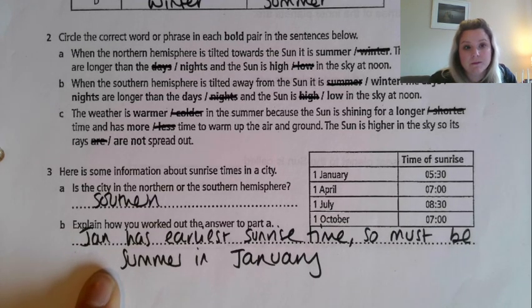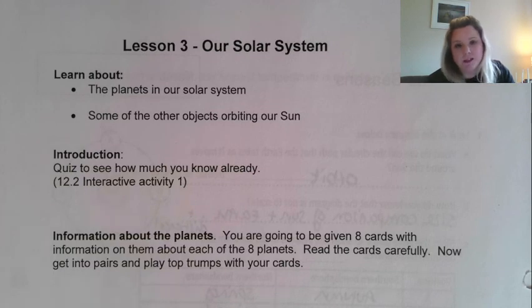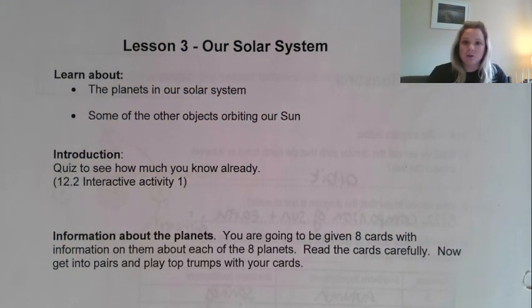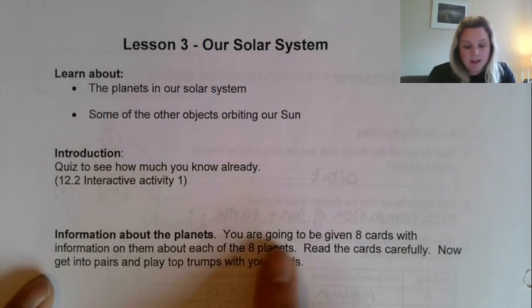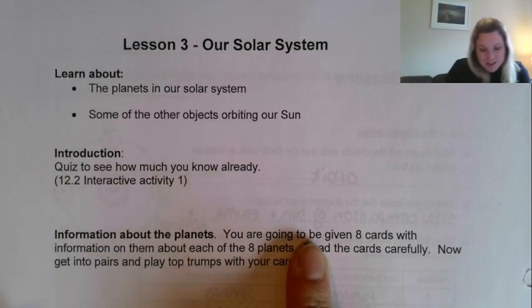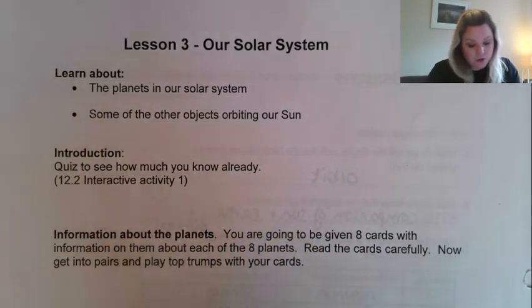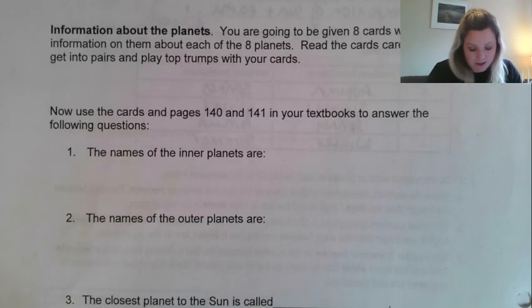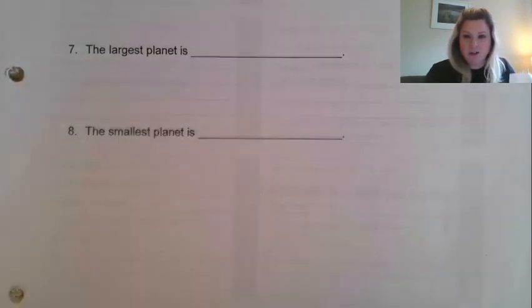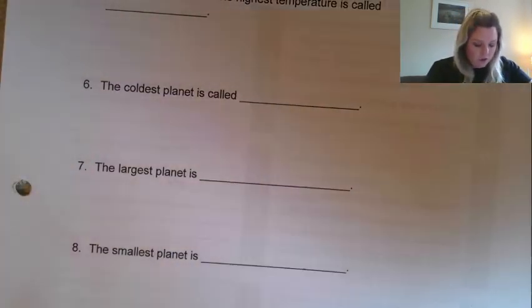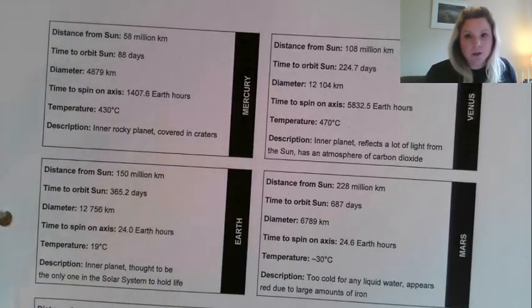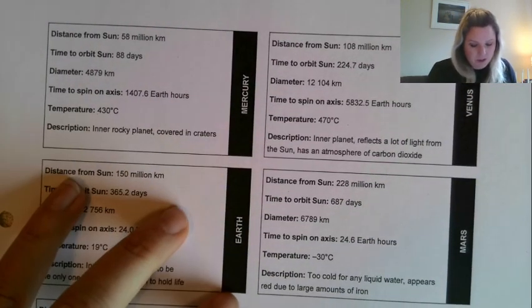Okay, so if you turn to page 140, this is what we are going to be doing today. So you can see here at the top, we're going to be looking at the solar system. Now, obviously I can't give you these 8 cards, however, the same bits of information are actually in your notes. So what I need you to do to answer the questions on pages 140 and 141, there's some questions. If you look over on page 143, these are the cards that it is talking about in the notes.